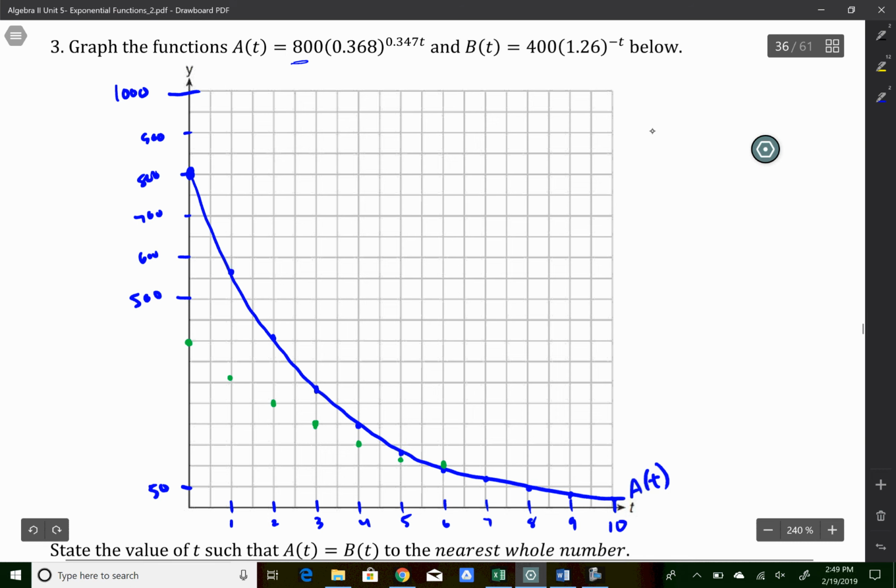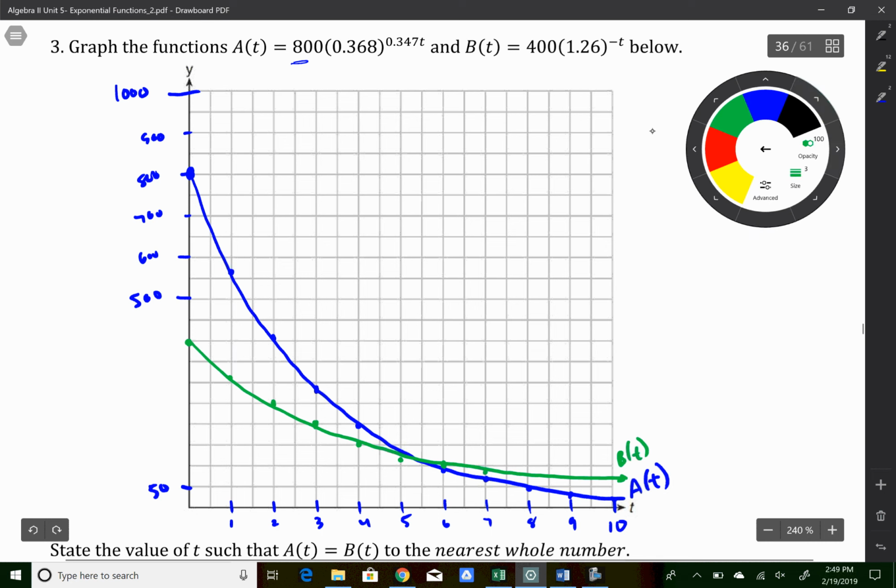And then 79. And we can see what this graph is going to look like now. It'll look something like that. Doesn't have to be perfect. We're just sketching. Now to find this intersection point, I need to use my calculate menu, right?